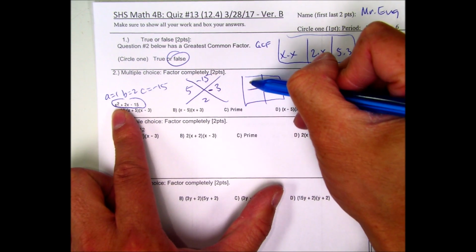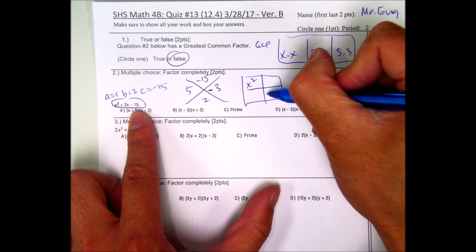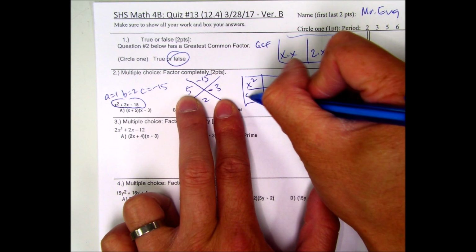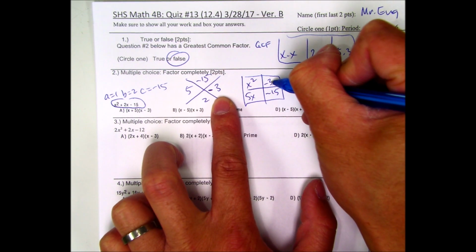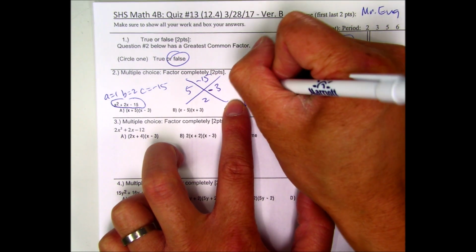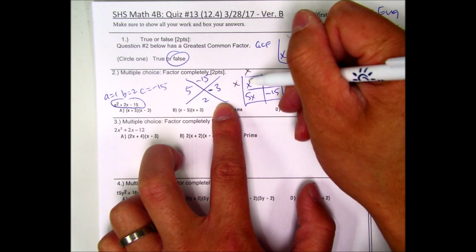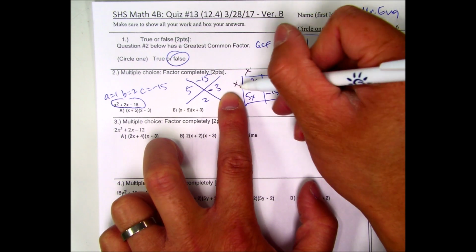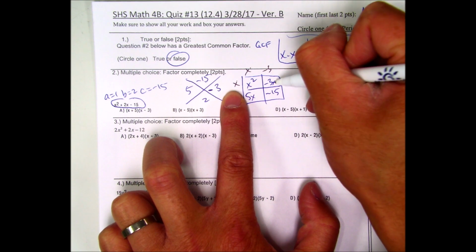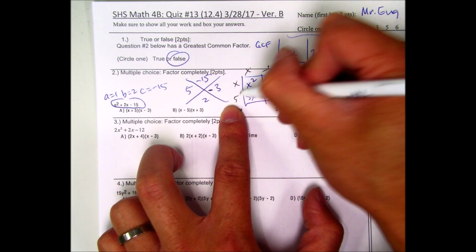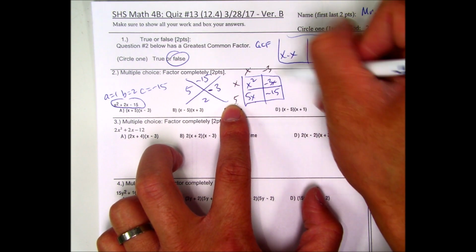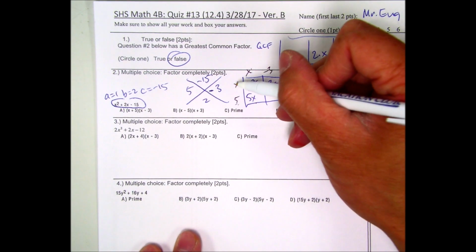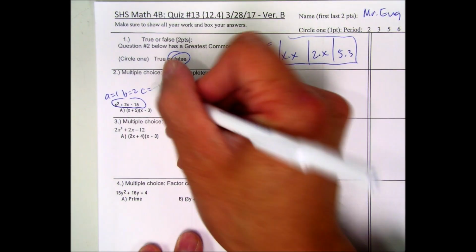Now put this top left, always there. Bottom right, these two terms, add an x, negative 3x. And you just figure out what they have in common. So this row has an x in common, this row has an x in common. X times negative 3 gives you negative 3x, and x times 5 gives you 5x. 5 times negative 3 is negative 15. So your answer is x plus 5, x minus 3, that would be choice A.